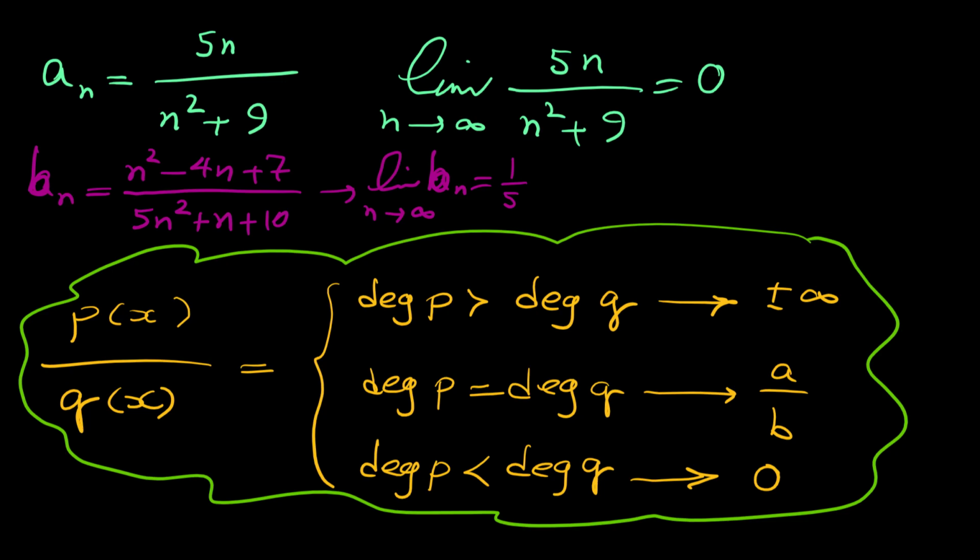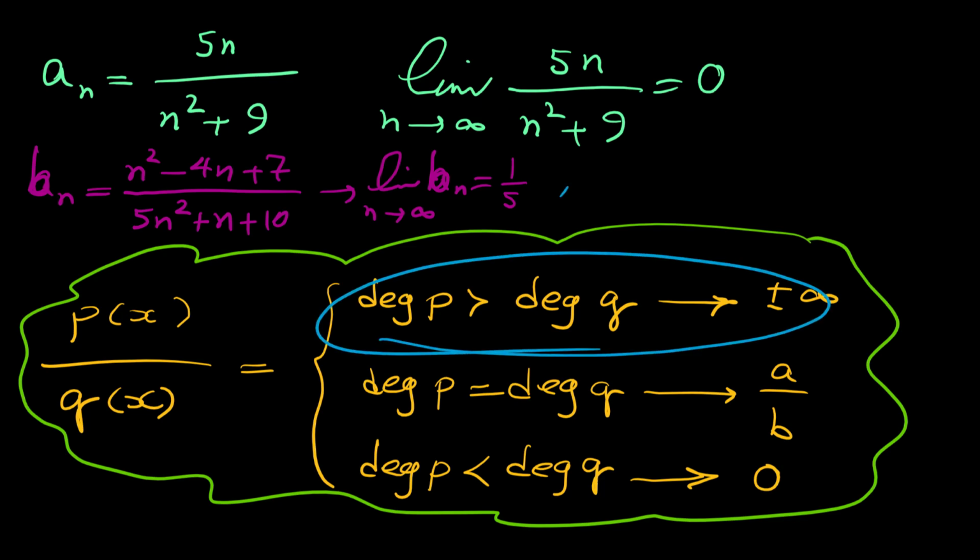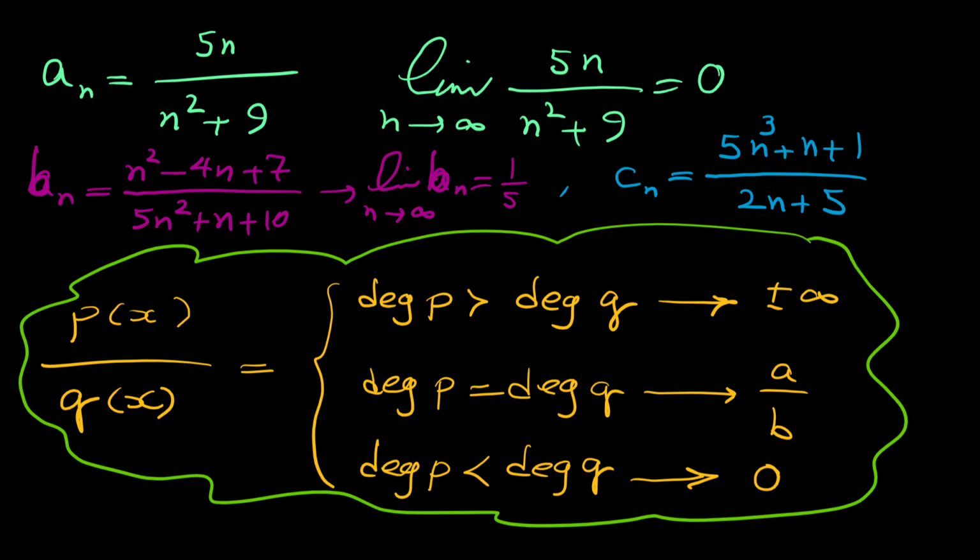Let me show you an example from this case basically. For this case, consider this sequence. Consider the sequence Cn given by, for example, 5n to the 3 plus n plus 1 over 2n plus 5. What is the limit of this sequence when n approaches infinity? The limit of this sequence is infinity. Why is it positive infinity?